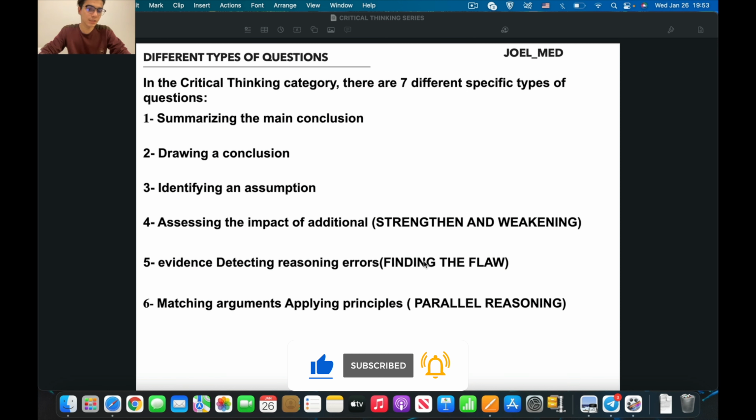And then number 6, matching arguments and applying principles. We have to find parallel reasoning, and also in some parts you have to find, for example, which pattern they are following each other.